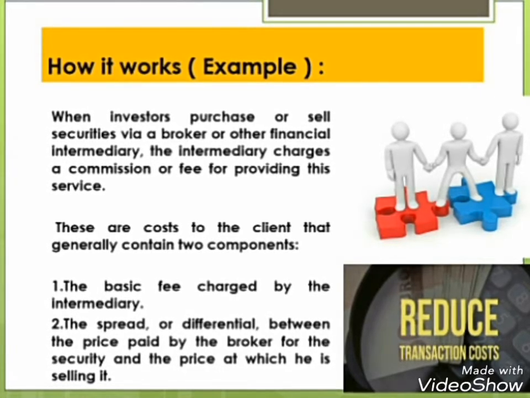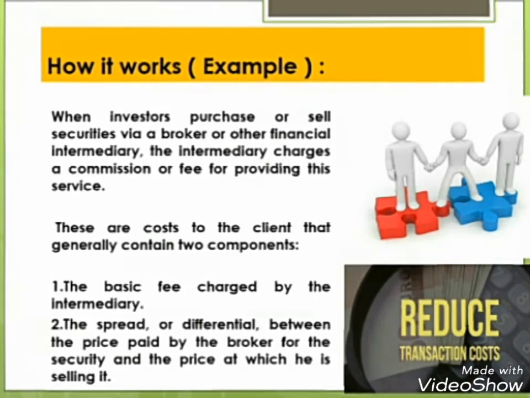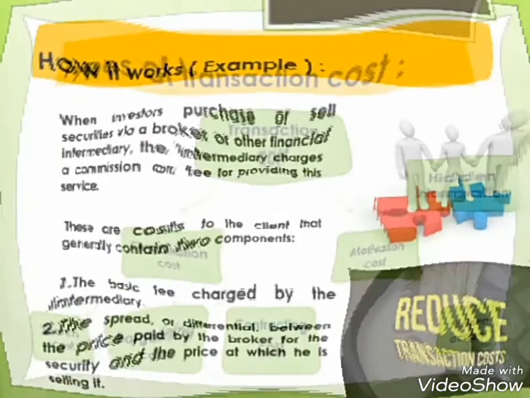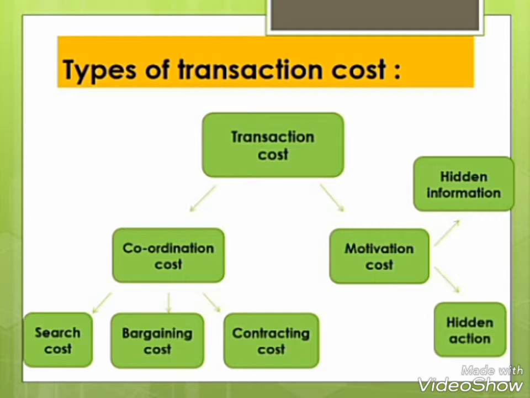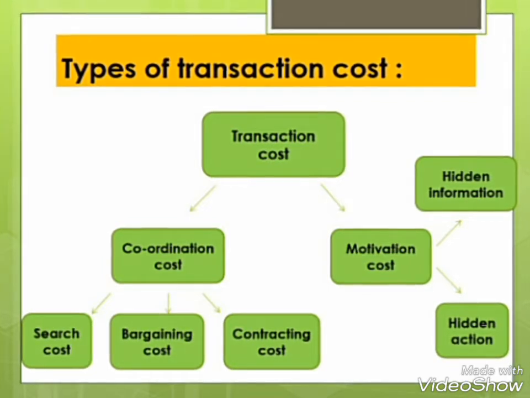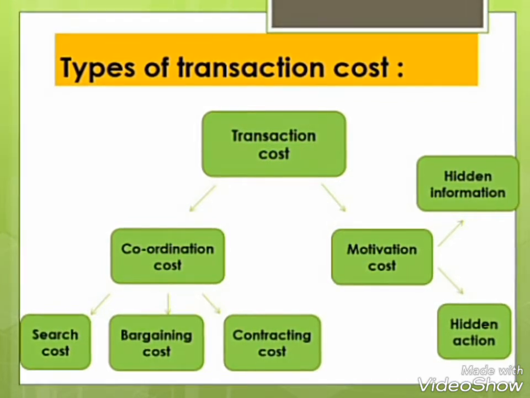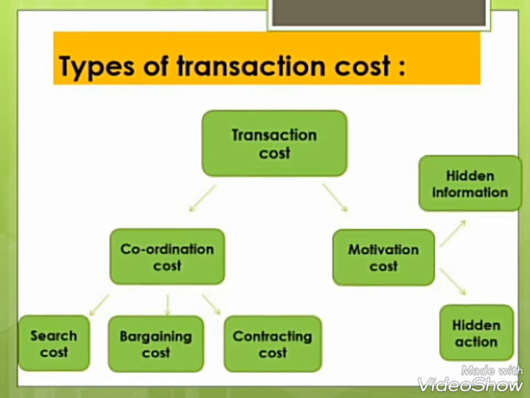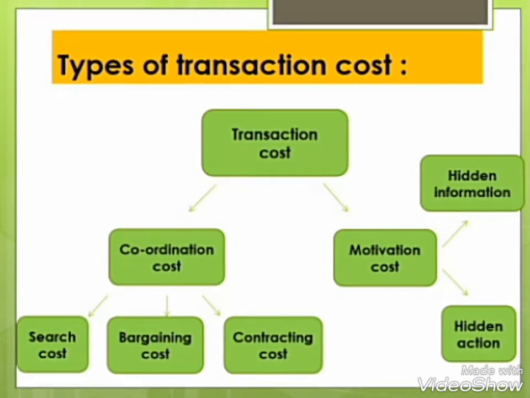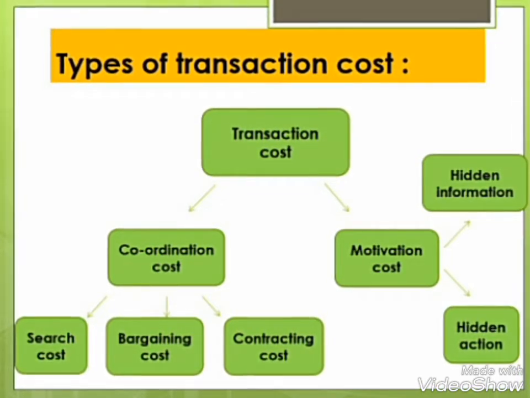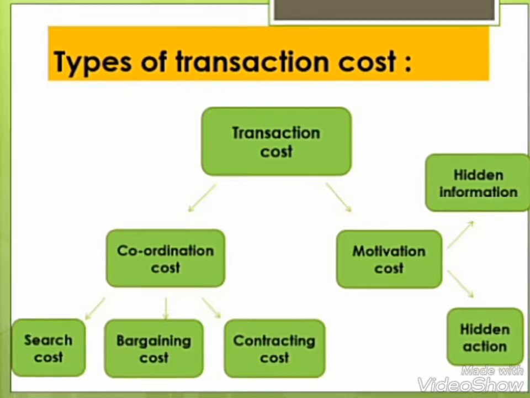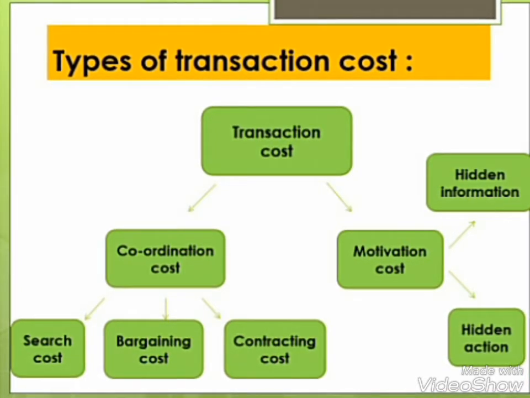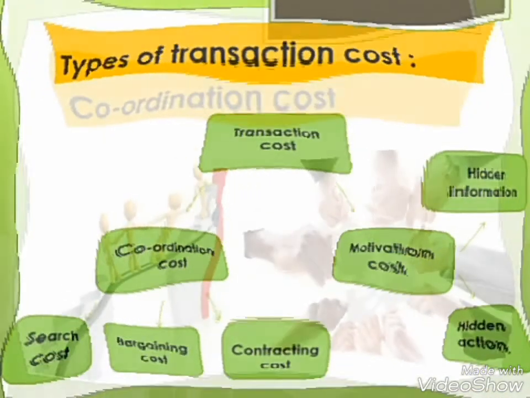Now, the types of transaction cost. Transaction cost is divided into two parts. First one is coordination cost and second one is motivational cost. Coordination cost also has three types: search cost, bargaining cost and contracting cost. And the motivational cost is divided into two parts: hidden information cost and hidden action cost.